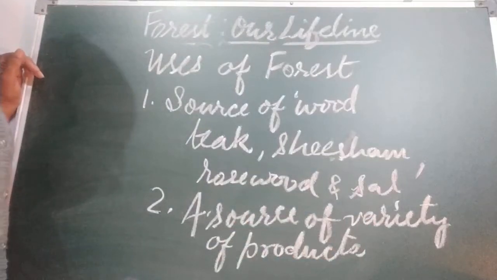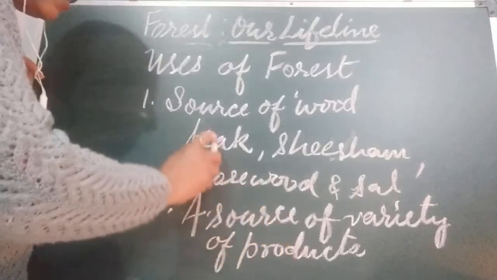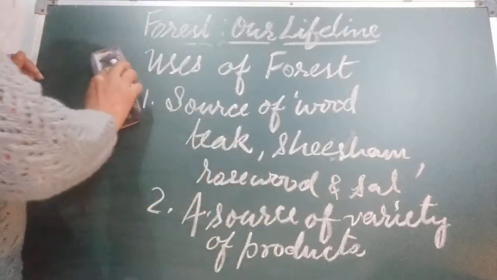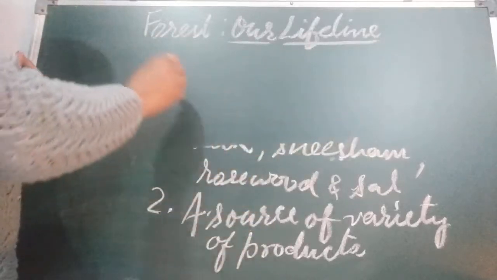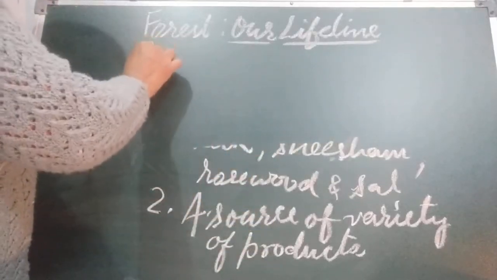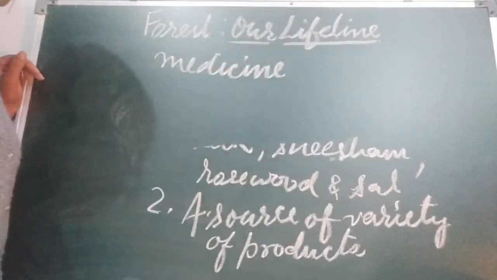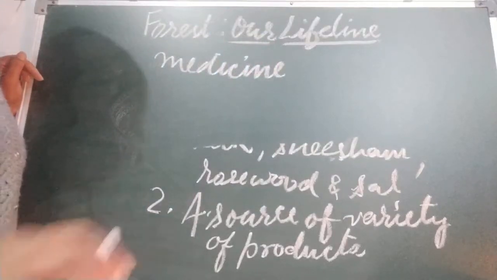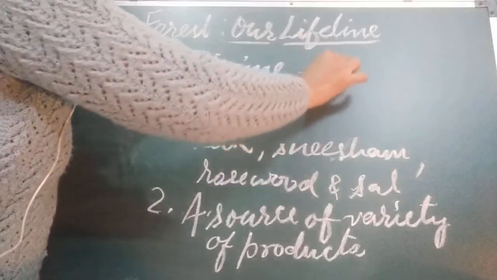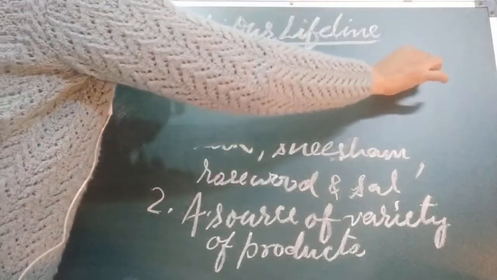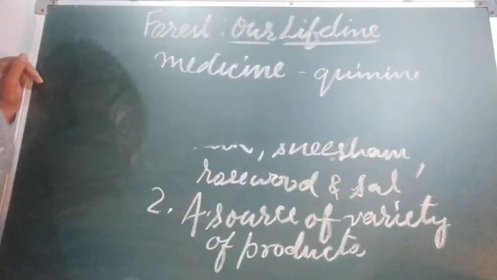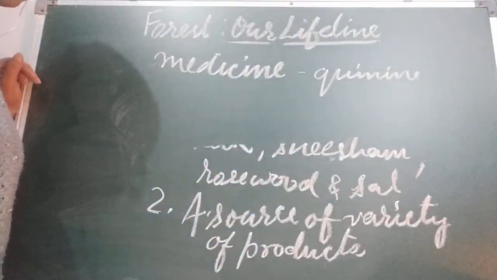Several plants that grow in forest are used in the preparation of medicines. Many medicines we get the raw material from the plants. Medicines like quinine. The bark of cinchona tree is the source of medicine called quinine. Children, this quinine is for the treatment of malaria. So we get this quinine from cinchona tree, used for treatment of malaria disease.